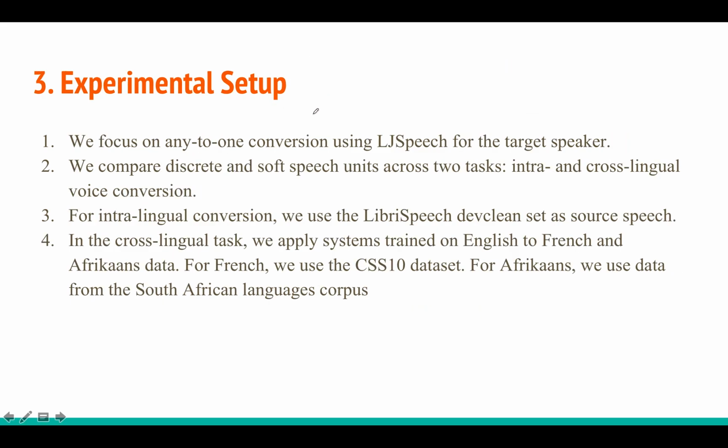So let's look into the experimental setup here. They are using LJ Speech data for training all the models, and they compare the discrete and soft speech units across two tasks: intra-lingual and cross-lingual voice conversion. Intra-lingual means the self-supervised models are usually trained on English, and if you use English data, which is the LJ Speech data, that becomes intra-lingual, because your representation model has learned the English phonemes. Cross-lingual means you're using the same model for a different language. For intra-lingual conversion, LibriSpeech is used as the source speech, and for cross-lingual they use French and Afrikaans data, which is the CSS10 data set. We'll see the results and everything, and if you want to know more about the data set, please Google.